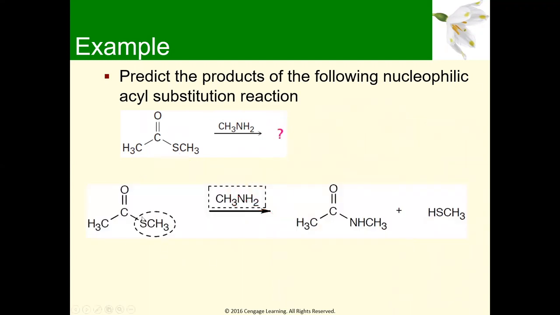Okay. So you just get rid of the SCH3 and you add the amine. One of the hydrogens on the amine comes off and gets connected to the sulfur, making it a good leaving group, and you get the amide overall. That's the big thing. Okay.